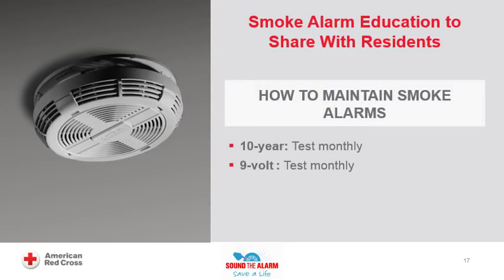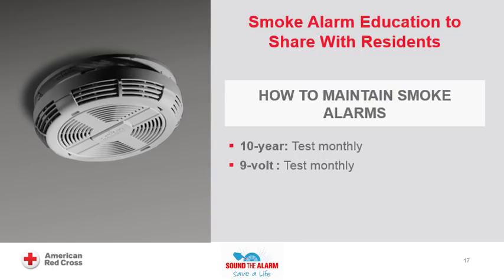The educator will share with residents how to maintain smoke alarms in their home. 10-year smoke alarms should be tested monthly and replaced every 10 years or earlier if needed. Smoke alarms with non-replaceable 10-year batteries are designed to remain effective for up to 10 years. If the alarm chirps, warning that the battery is low, replace the entire smoke alarm right away.